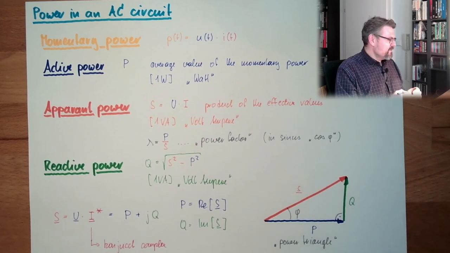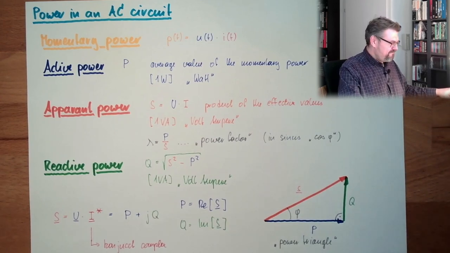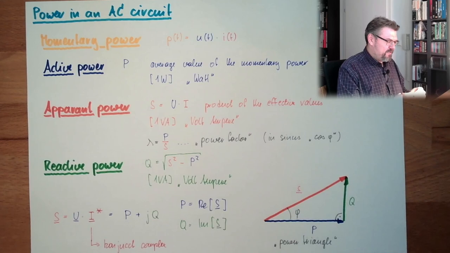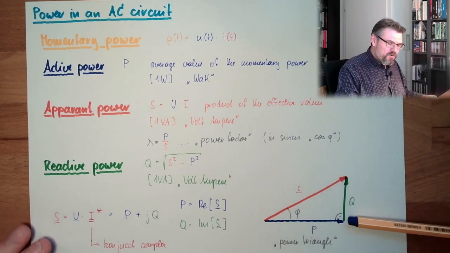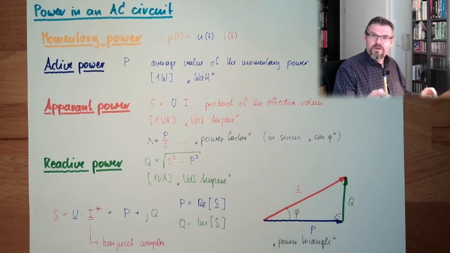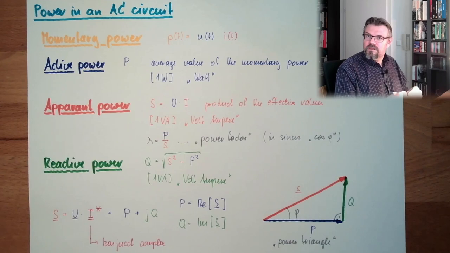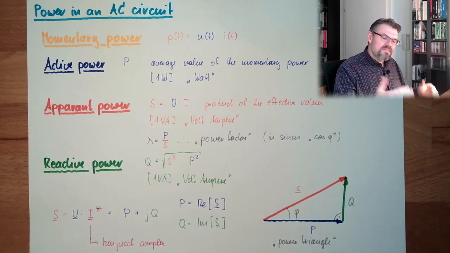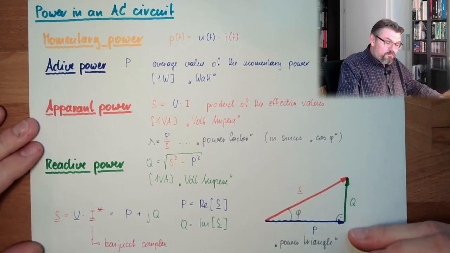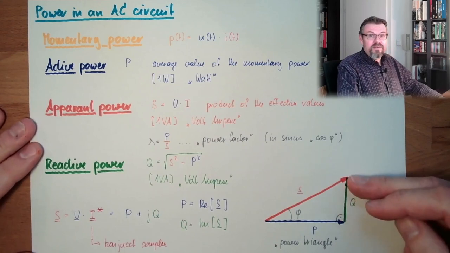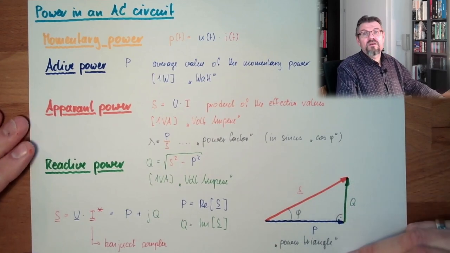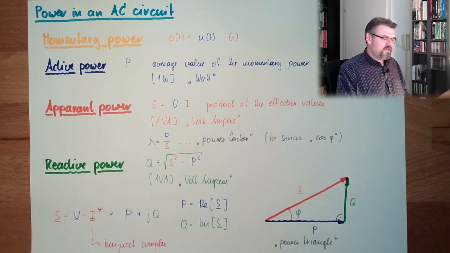All right, so that's the powers. Of course, this Q can be positive or negative depending on the reactance, positive reactance or negative reactance. If this is a positive value, then we have an inductive reactive power. If it's a negative value, then we have a capacitive reactive power.